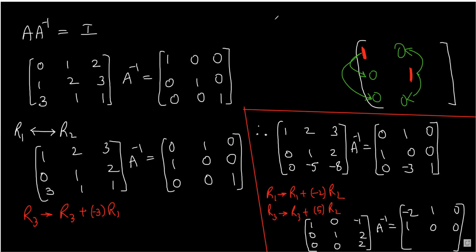Okay, next. Now multiply 5 and add it. So when you multiply 5 and add it, you get 5, and here you will get minus 3 and 1. Now what is the next step? The next step is now get 1 here. Get 1 here means at this place I want 1.